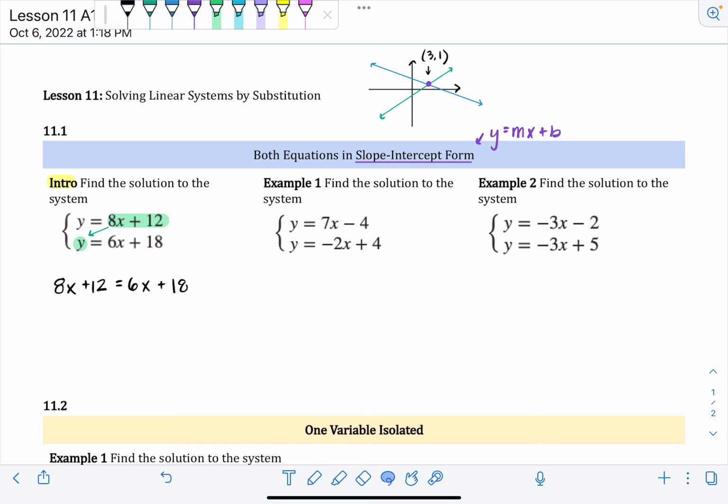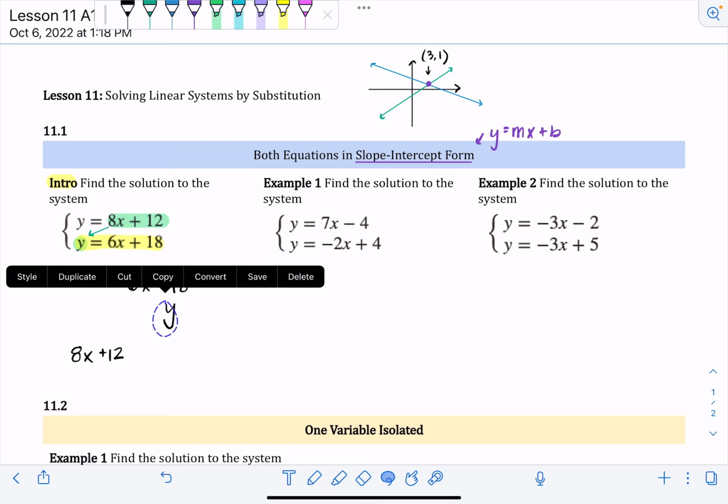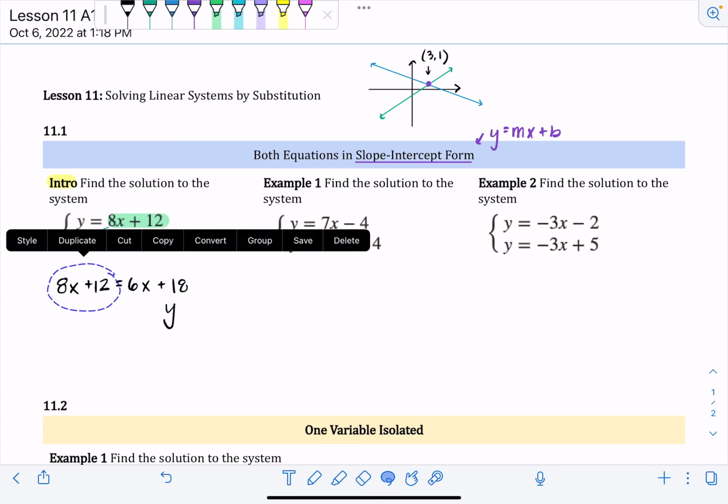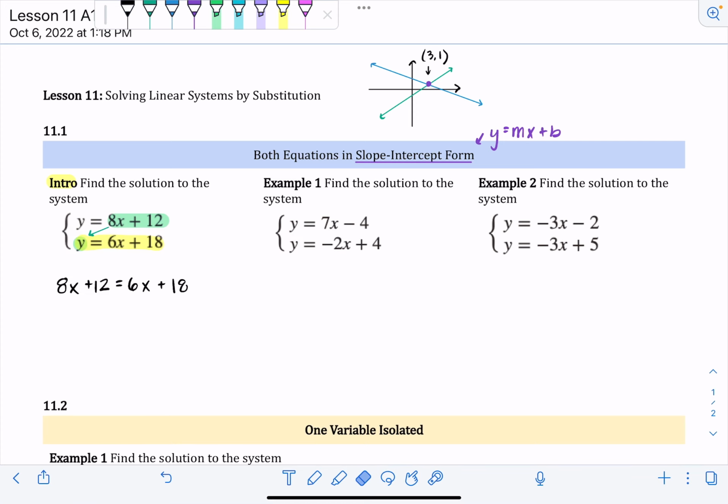Another way of thinking of it is, if we physically want to substitute it in, the second equation was originally y equals 6x plus 18. I said I was going to take the 8x plus 12 and substitute it in for y, so I'll take the y, move it out, and move the 8x plus 12 in. So it replaces it, and the y goes away completely. The reason I want the y to go away completely is that now I only have one type of variable, only x's in this new equation. And if you only have one variable, you can solve for that one variable with just one equation.